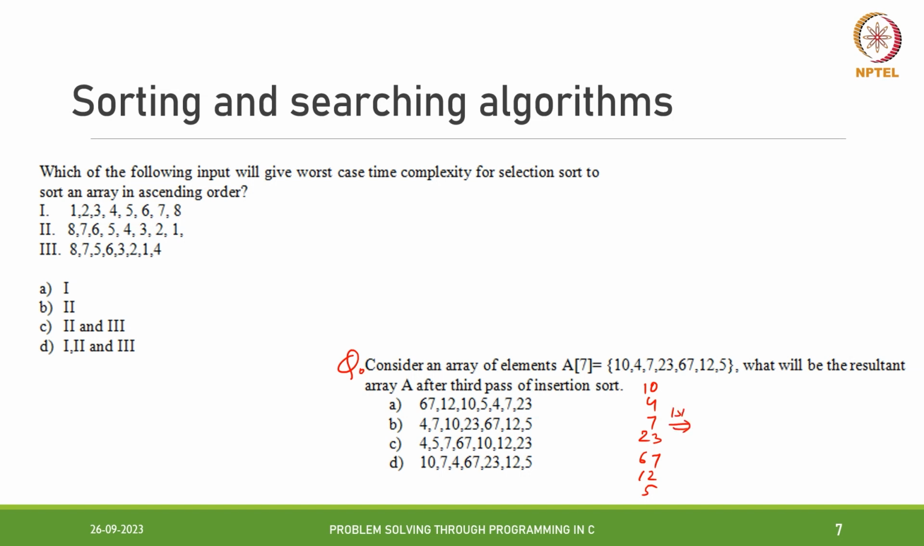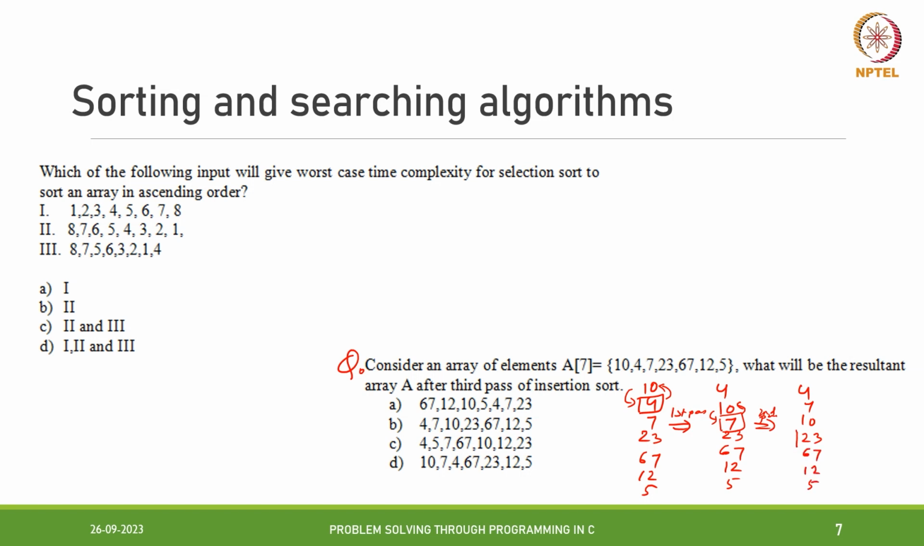Let's do the first pass. So in the first pass, what happens? 4 is the key. It gets swapped with 10 because 4 is smaller. So we have 4, then 10, 7, 23, 67, 12, and 5. Right? Now we do the second pass. So 7 is our key. We check, we swap. After doing the second pass, we have 4, 7, 10, 23, 67, 12, and 5.